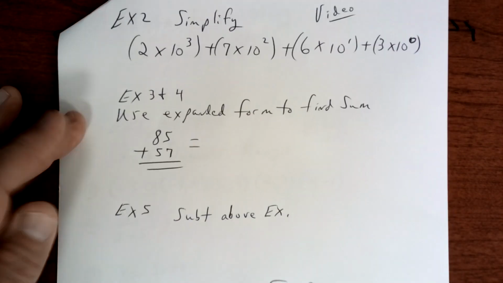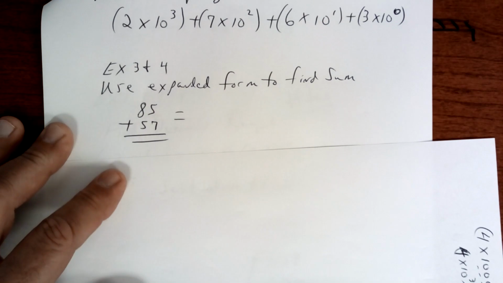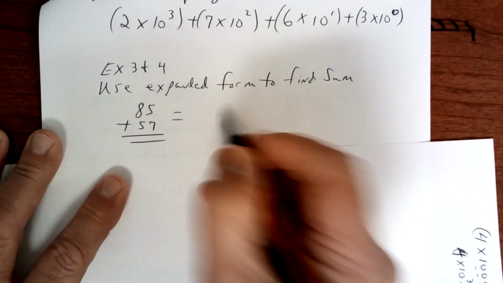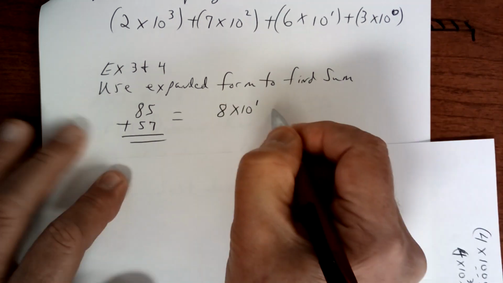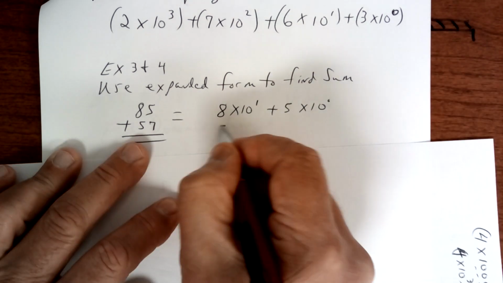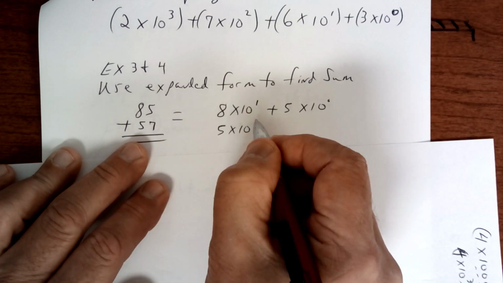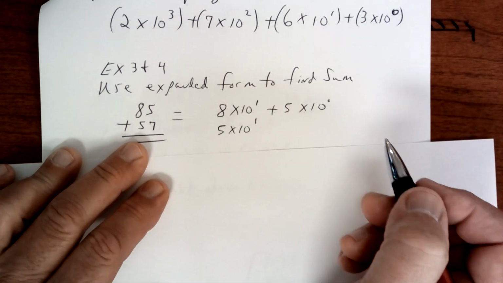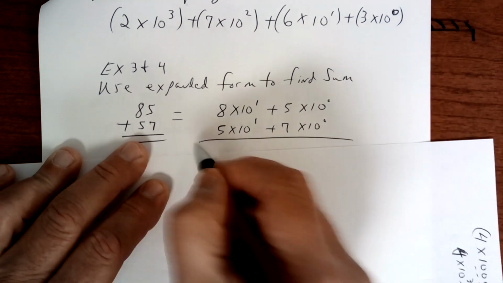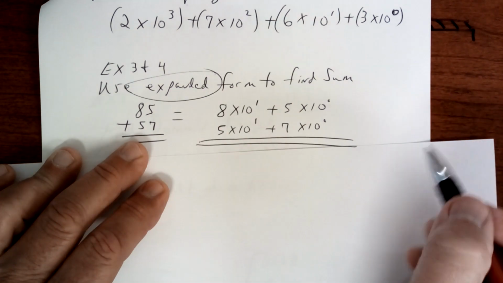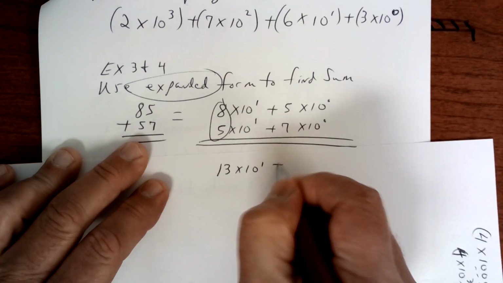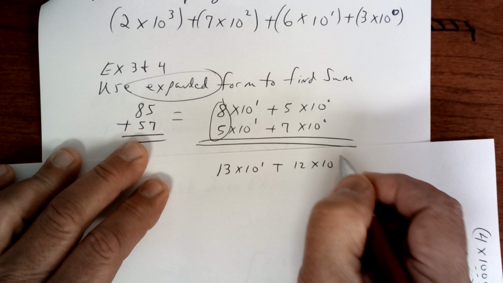It says use expanded form to find the sum. Well, here you're going to have 8. Copy that down, by the way. 8 times 10 to the 1st power plus 5 times 10 to the 0 power. This one is going to be 5 times 10 to the 1st power. And then 7 times 10 to the 0 power. So when you add this up using expanded form, you're just going to add up these numbers. So it's going to be 13 times 10 to the 1st power plus 12 times 10 to the 0 power.